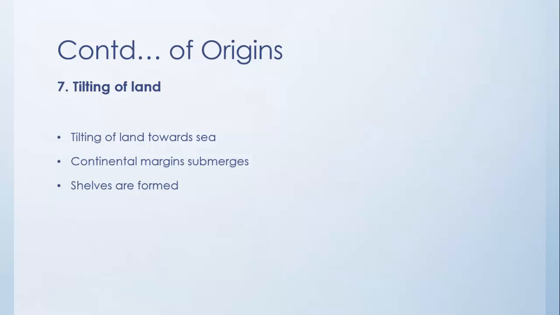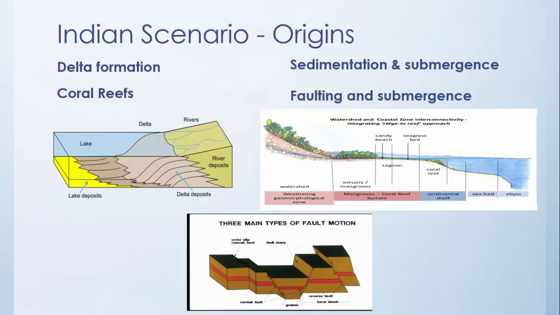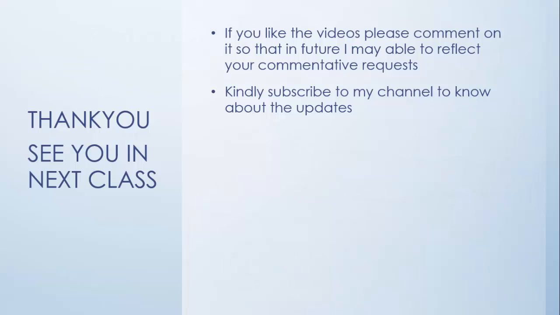The next one is tilting of land. This is a rare occurrence, tilting of land towards the sea. Continental margins submerge and the shelves are formed. Indian scenario. In India, the continental shelves are formed by four types: delta formation, coral reefs, sedimentation and submergence, and faulting and submergence. This we have already seen in the previous slides.